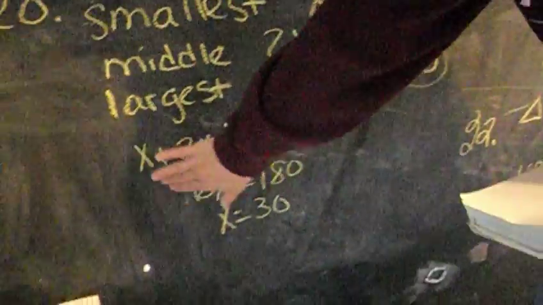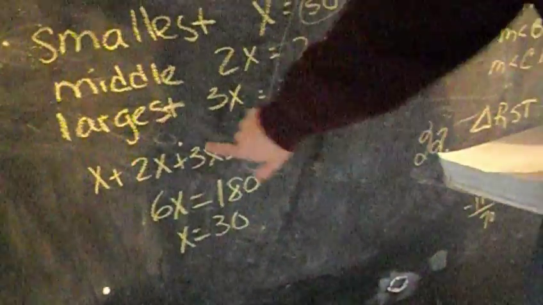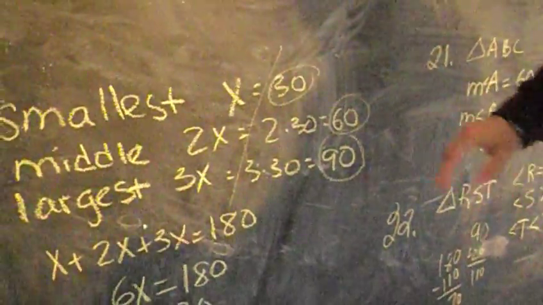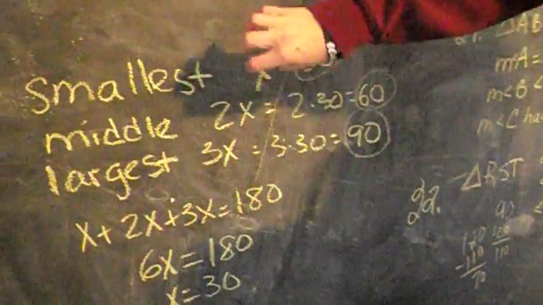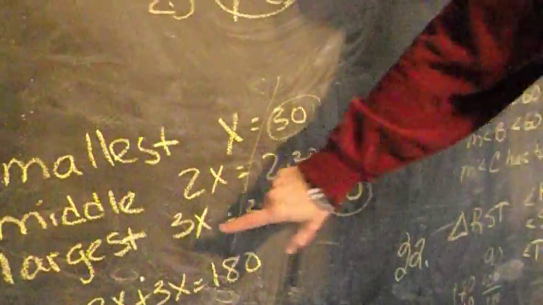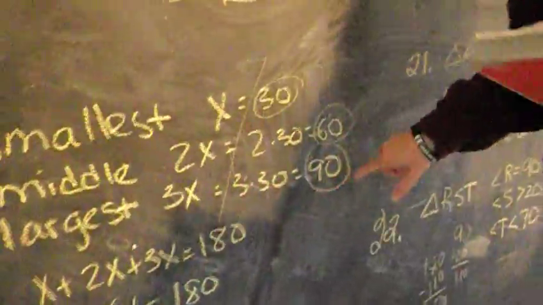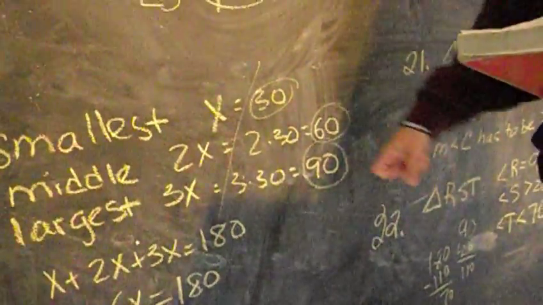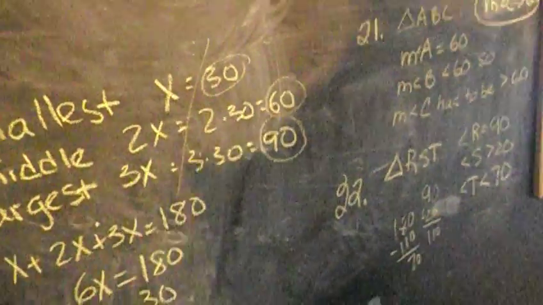So we just do x plus 2x plus 3x equals 180. Add that all up, you get 6x equals 180. Solve for x equals 30. I plug in by substitution, plug in 30 here, plug in 30 here, you get 2 times 30 equals 60. Plug in 30 there, you get 3 times 30 equals 90. The angles are 30, 60, 90. 30, 60, 90 triangle.